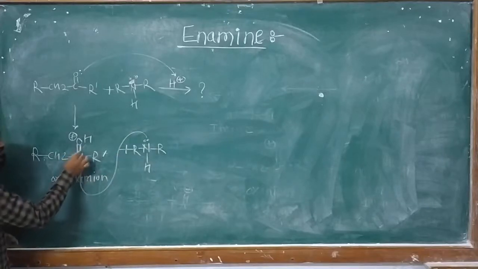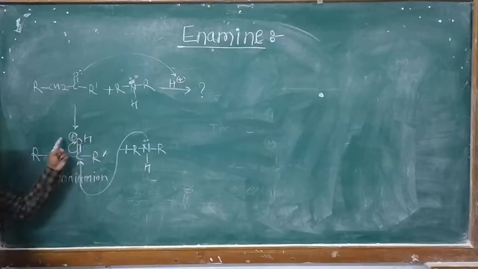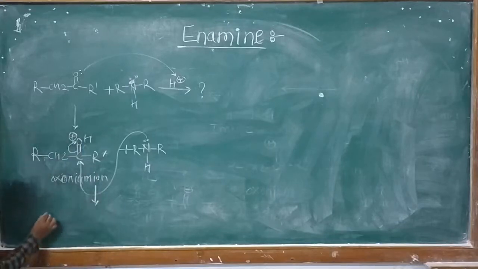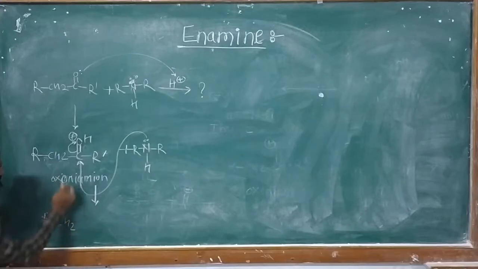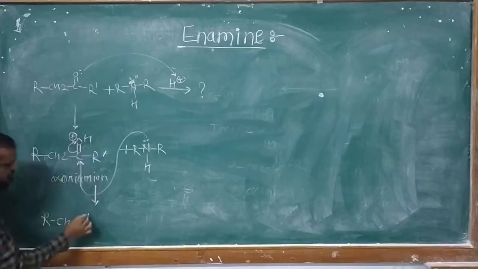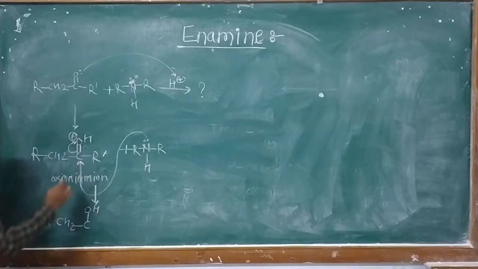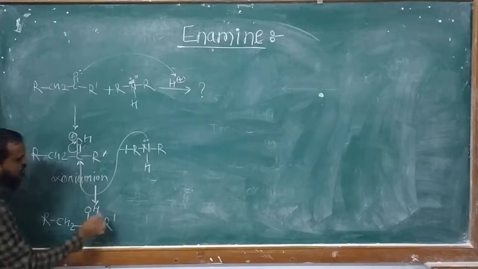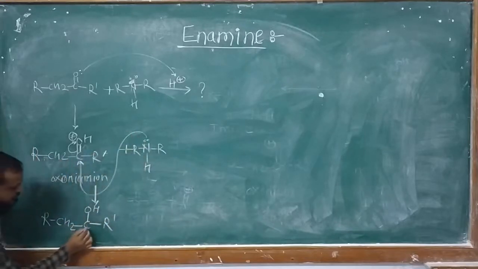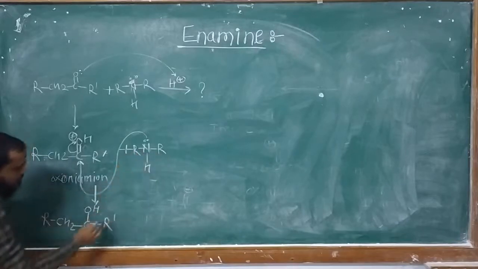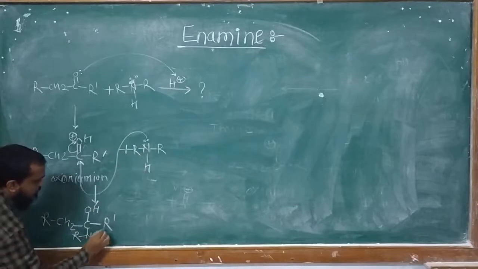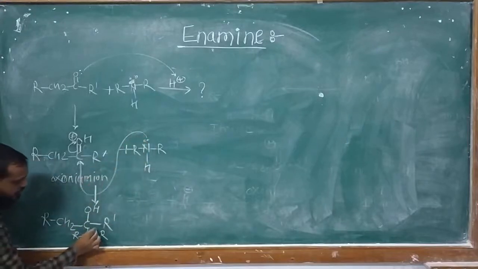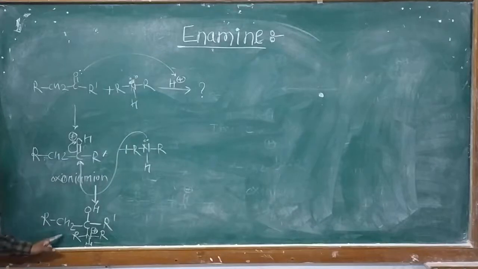Simultaneously the pi bond between carbon and oxygen shifts toward the oxygen, and oxygen stabilizes its positive charge, and we will get this type of intermediate: RCH2, single bond C, this bond shifted toward the oxygen, single bond O, OH, single bond R dash, and this nitrogen bonded with carbon, single bond N. Here one alkyl group, here also one alkyl group, and here hydrogen. Due to the loss of lone pair, nitrogen bears a positive charge. Okay, this is the second intermediate.